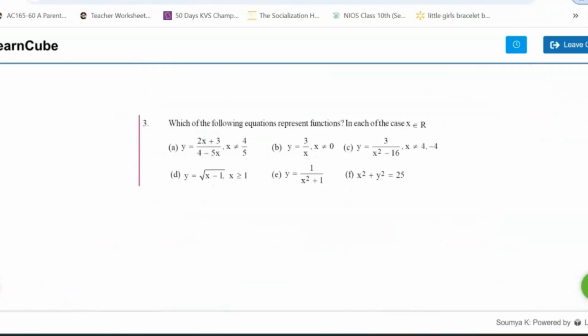Question is, which of the following equations represent a function? In each of the cases, x belongs to the real numbers, and here you can see what is a function. First you have to know what is a function. So exactly for two sets x and y, consider x and y as two sets where each element of x should have one image in the y. Okay, those cases are functions. We have already learned about functions in our previous videos. Please go and check it out there.